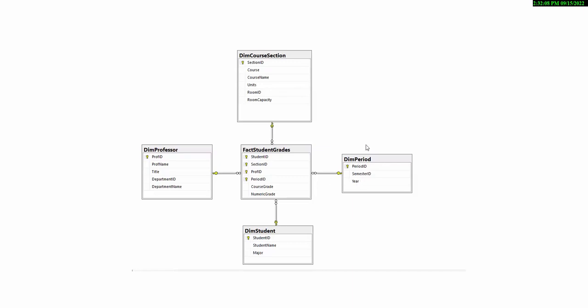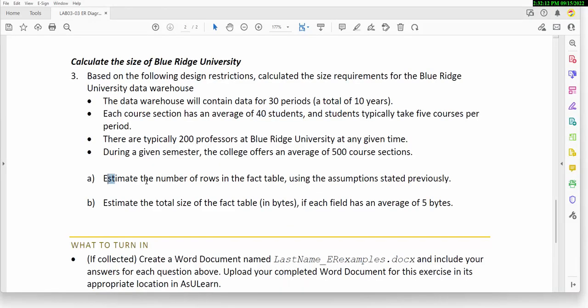The question that is asked of us is to estimate the number of rows in the fact table using the assumptions stated previously. So we are just talking about the fact table, not each and every table right now. To calculate the fact table storage, you may have to go through all the fields or data points here that are relevant for the fact table. So let's look at that.